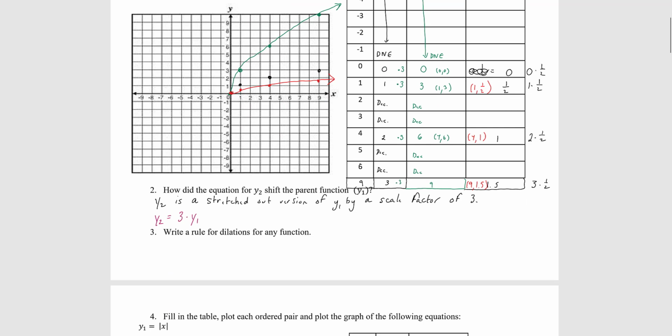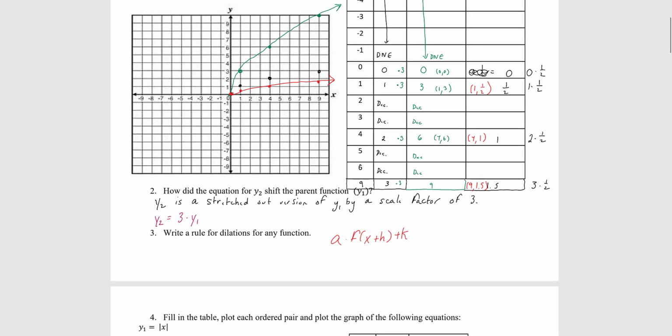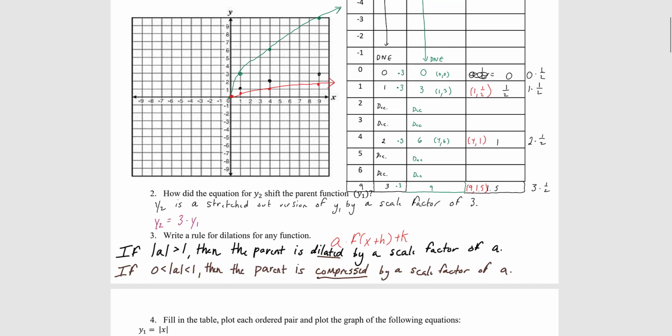So we can write a rule for dilations of any function. We know this is the general form of a standard function, a times f of (x + h) + k. We've already talked about h and k, but now we're throwing in that multiplier. If the absolute value of a is greater than 1, and we do absolute value because there's slightly different rules when the a value is negative that we're about to finish with. So if the absolute value of a is greater than 1, the parent is dilated. If the absolute value of a is in between 0 and 1, then the parent is compressed.